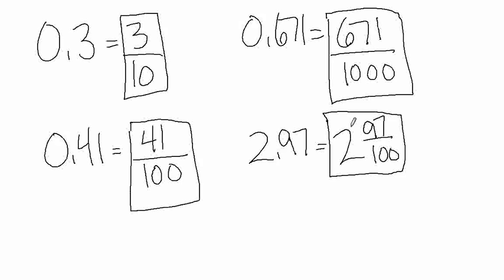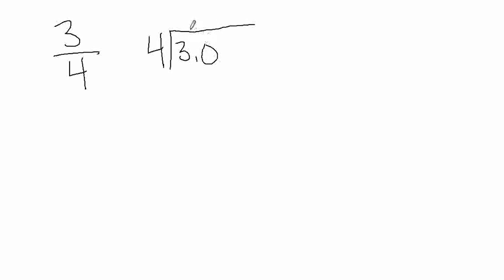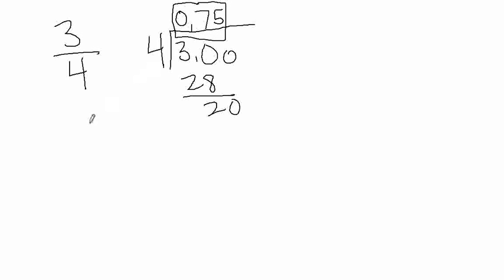Now, let's discuss converting fractions to decimals. So, you're going to want to reduce the fraction first, if necessary. And then you're going to want to convert it to a decimal using long division. So for 3 over 4, you would divide 4 into 3. And so that would give 0.75. So that's the decimal that is equivalent to 3 over 4.